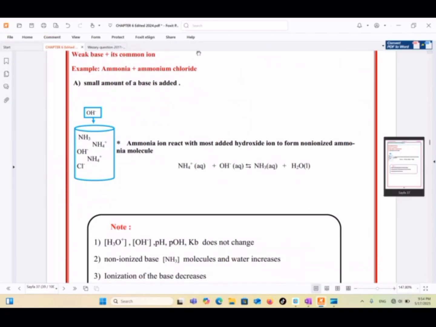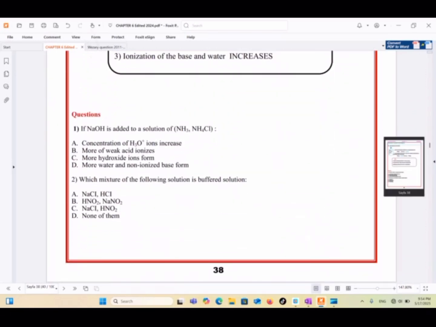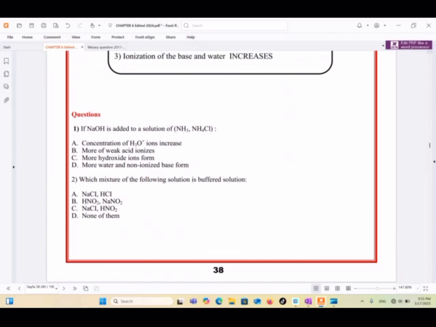Let us solve more questions, practicing more questions in order to know how to be prepared for the types of questions. If NaOH is added to a solution of ammonia and NH4Cl, this was a ministerial exam question. Guys, how do we know it's a buffer? Because we have three components.